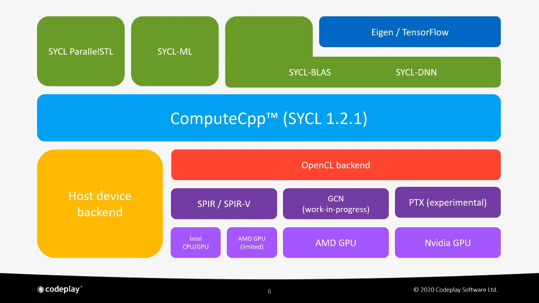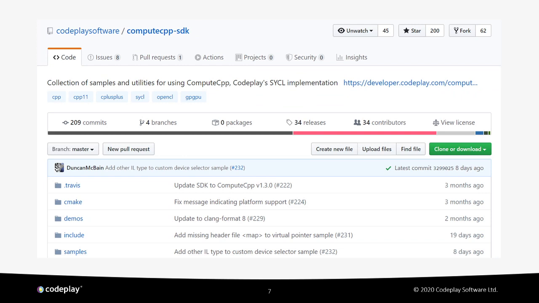There's also the Compute CPP SDK, which is an open source project which provides a number of SYCL sample codes, as well as a full CMake integration, which allows you to find Compute CPP and seamlessly add SYCL support to your projects with only a few commands.